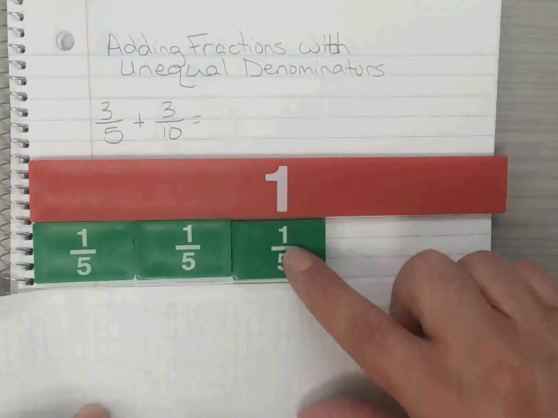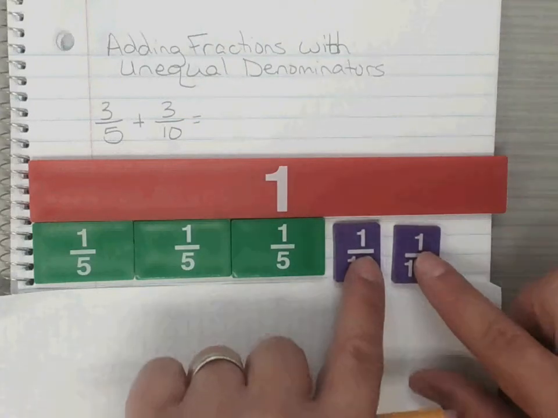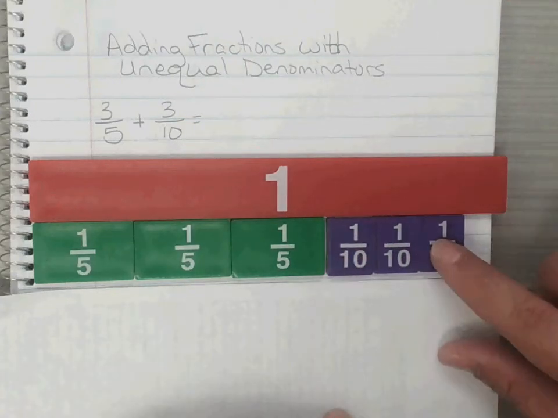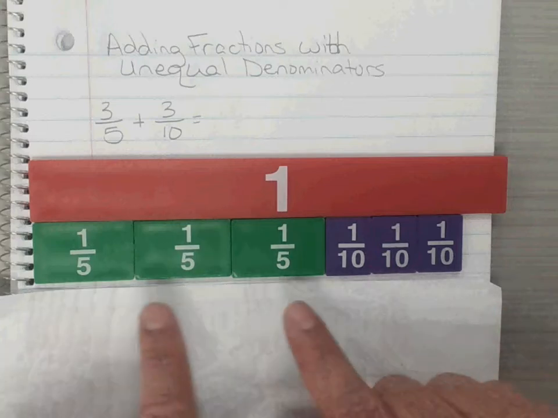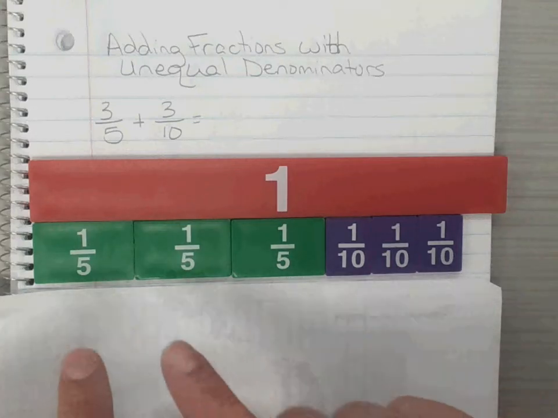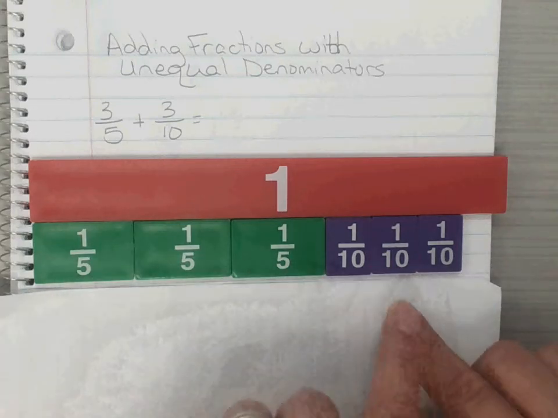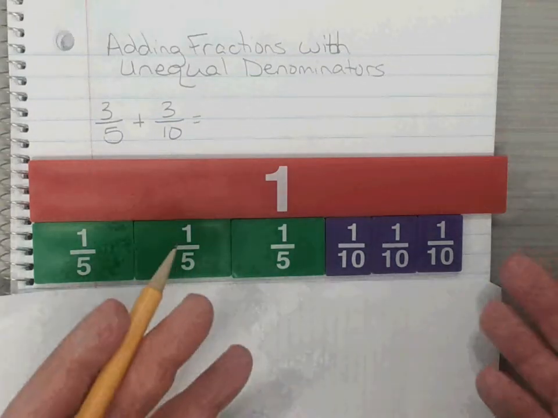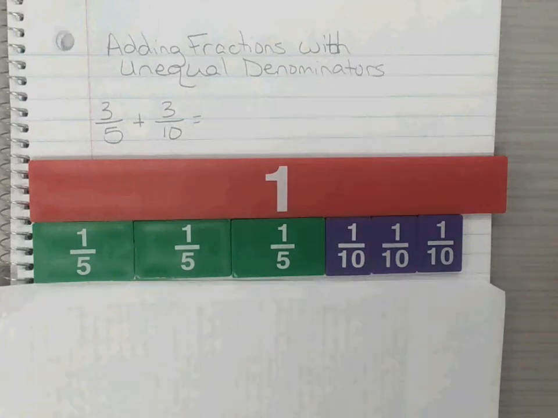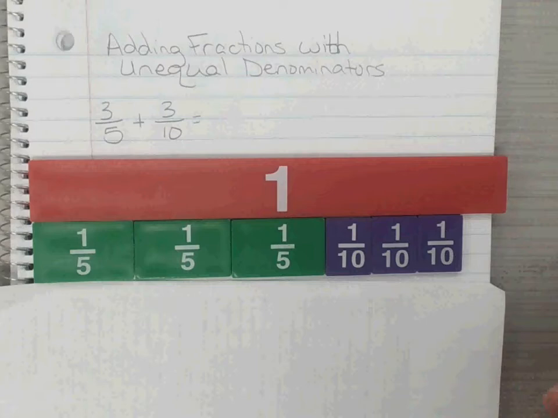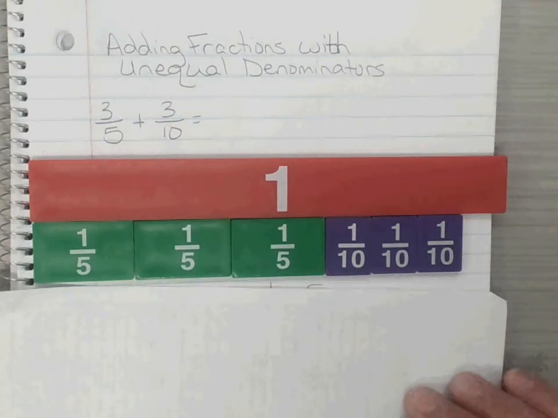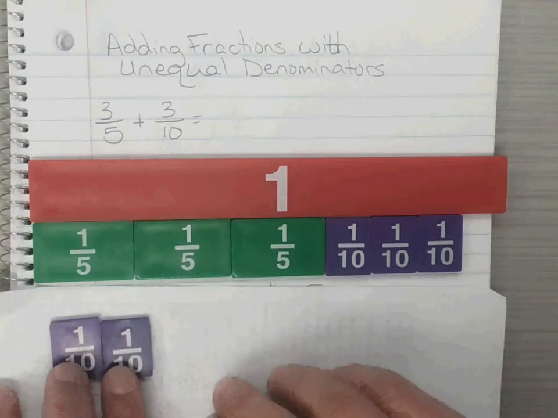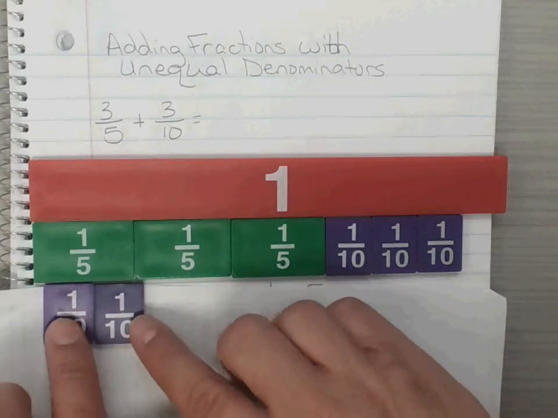So I'm going to pull out my 3/5, and I'm also going to pull out my 3/10. And look, even though I've got six tiles here, I can't add those together. I can't say, is it 6/5, 6/10? I can't say that. So what we're going to do is try to find fraction strips with equal denominators. And I think tenths are going to work. So I'm going to throw some tenths up here.